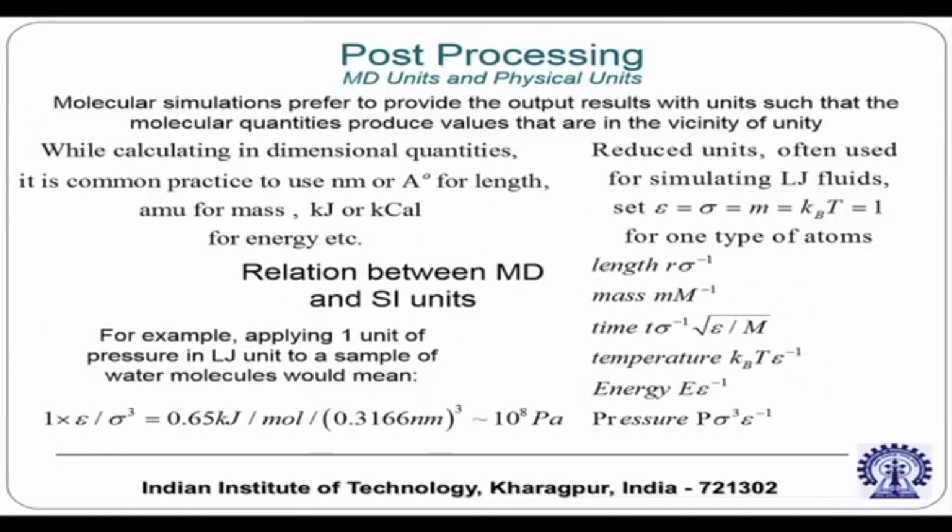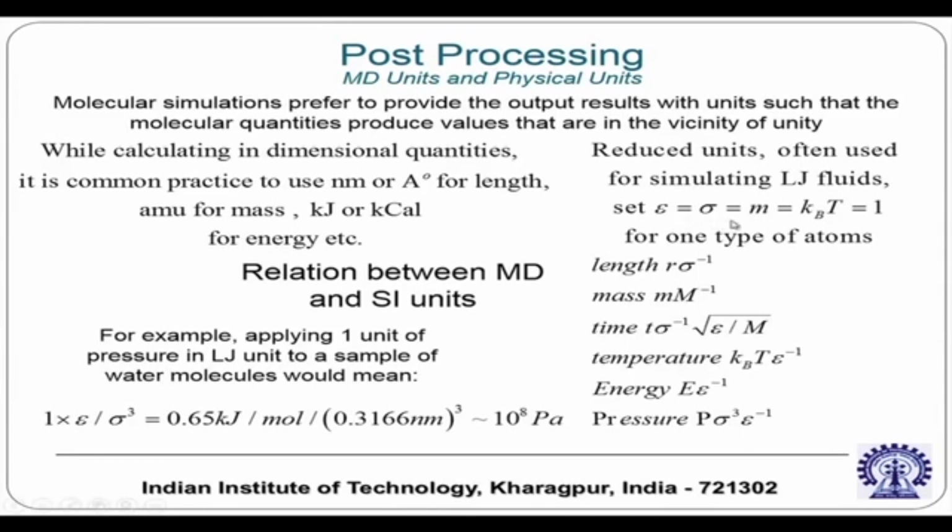So when you do the post processing and then if you want to extract the physical units, see in molecular dynamics we commonly deal with the Lennard-Jones units. So 1 unit of length, 1 unit of temperature, all these things in the molecular dynamics paradigm is different from physical units. So how do they correspond to physical units? So the reduced units are commonly used for simulating Lennard-Jones fluids.